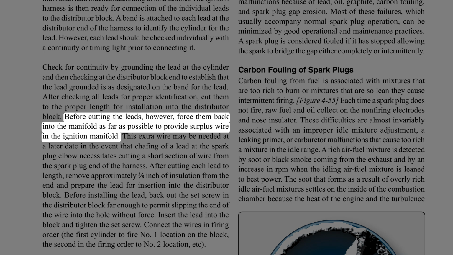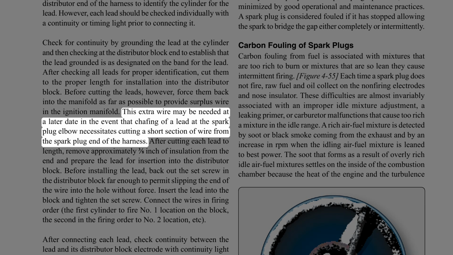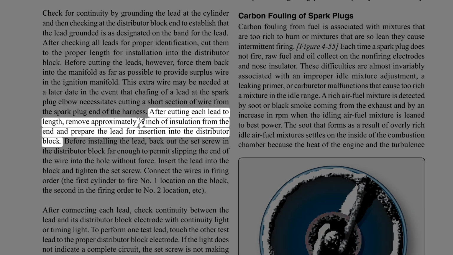Before cutting the leads, however, force them back into the manifold as far as possible to provide surplus wire in the ignition manifold. This extra wire may be needed at a later date in the event that chafing of a lead at the spark plug elbow necessitates cutting a short section of wire from the spark plug end of the harness. After cutting each lead to length, remove approximately 3/8 inch of insulation from the end and prepare the lead for insertion into the distributor block.